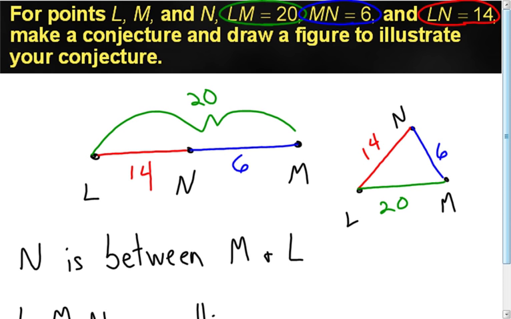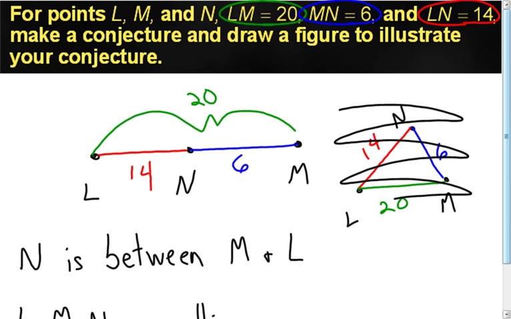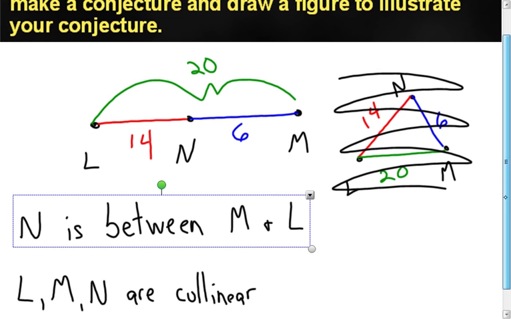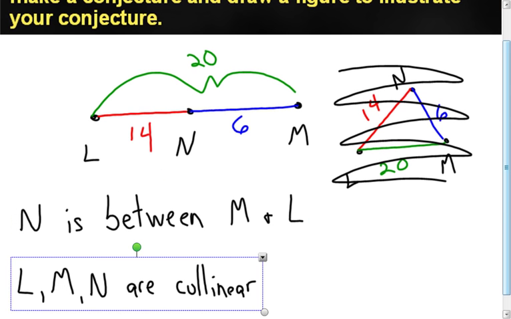But if we start to think about this, that's 14 and that's 6. Could I really have them create this angle at N and then this part really be 20? And the answer is no, it would never work. You can't get a triangle to form using a side of 14, a side of 6, and a side of 20. That's something we will take a look at more when we get into our chapter dealing with triangles. So take this example and totally ignore it because it will not work. So you can go with point N is between point M and L, or you can go with points L, M, and N are collinear.